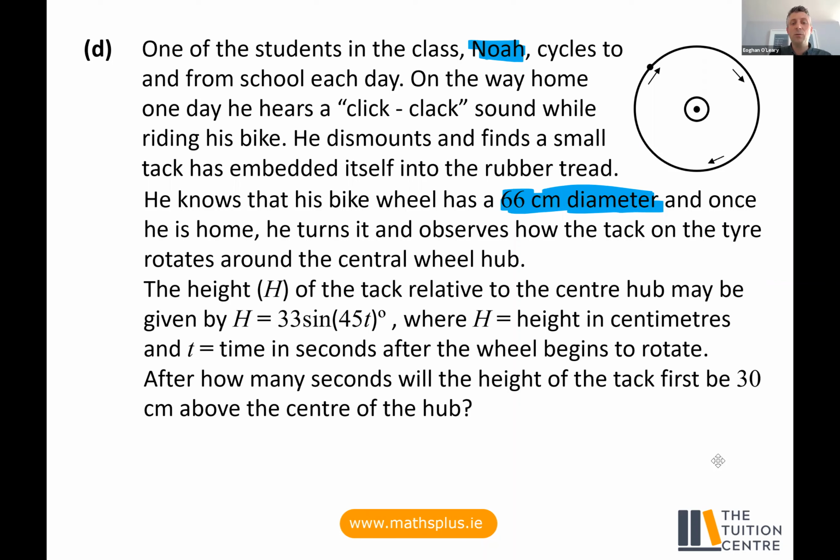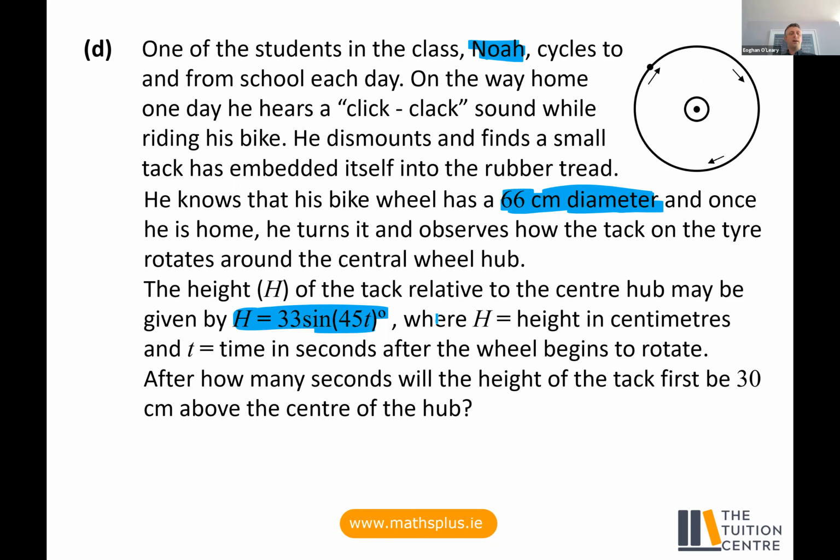The height h of the tack relative to the center hub may be given by this: h is equal to 33 sine 45t. So h is equal to 33 times the sine of 45t, where h is the height in centimeters and t is the time after the wheel begins to rotate. After how many seconds will the height of the tack be 30 centimeters above the center of the hub?